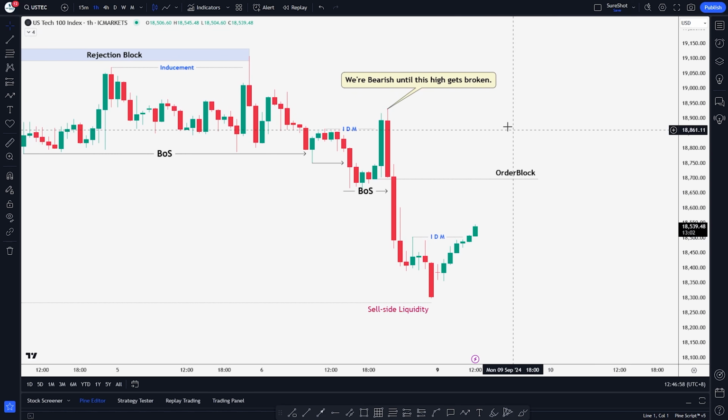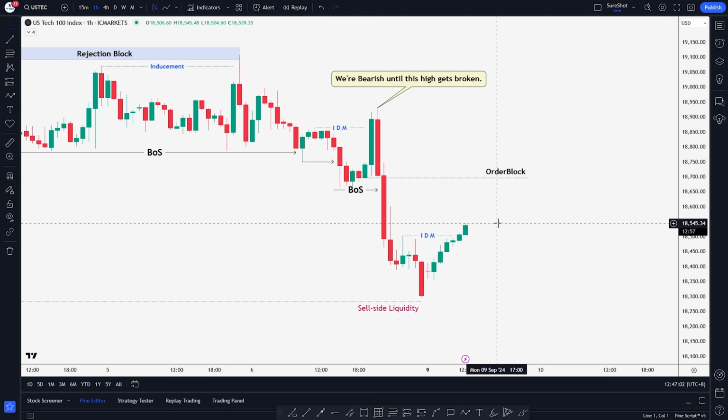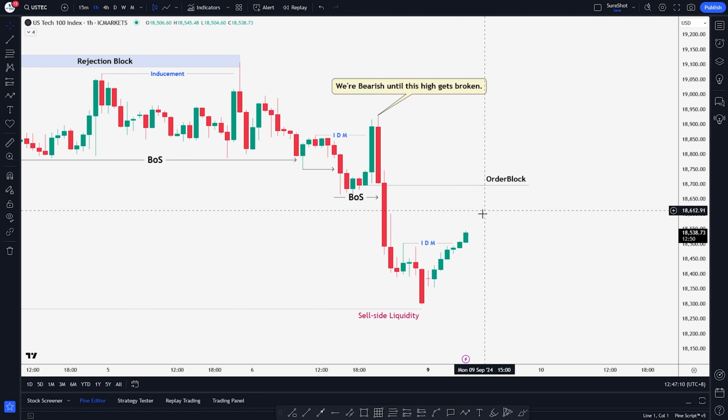So let's summarize the forecast once again. NAS100 bias is potentially bearish. We are looking for sell setups at the pullback. Let's see what happens in the market in this New York session or tomorrow.